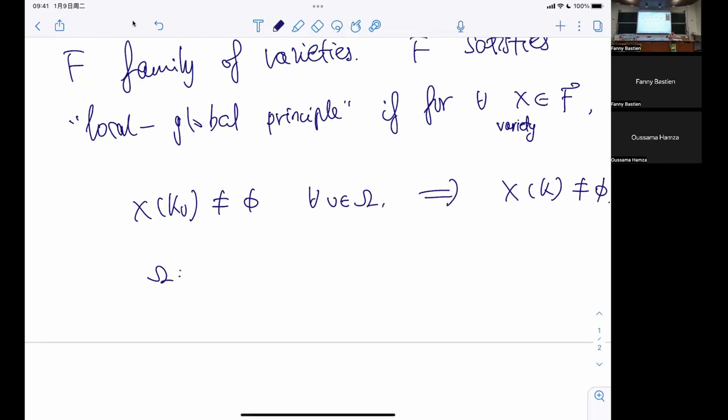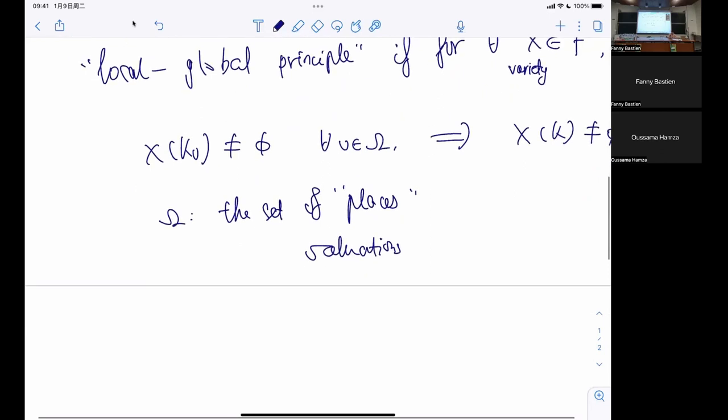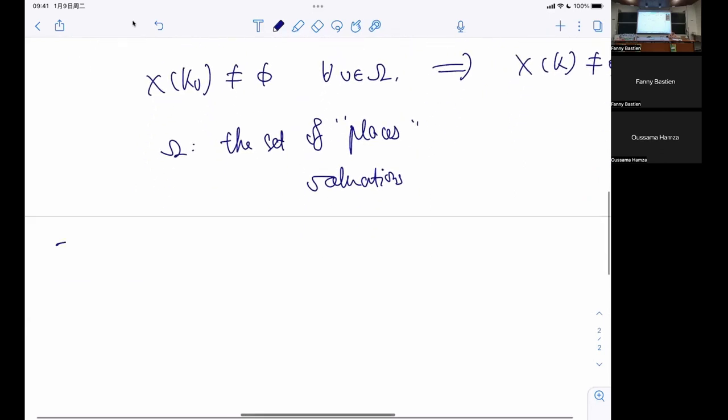Okay, this Omega denotes the set of places, or the set of valuations, if you want. In the case of Q, this set is all of the prime numbers and the so-called infinite place, where we have the completion equal to R. Okay, so this is the local global principle, and examples.